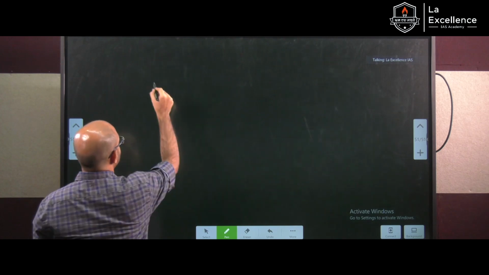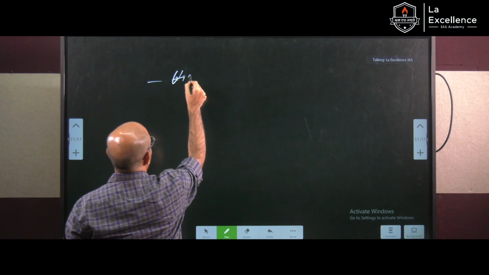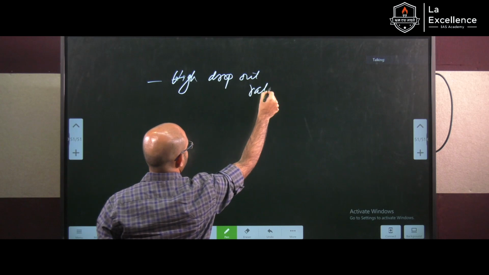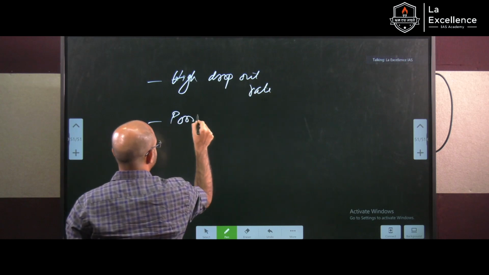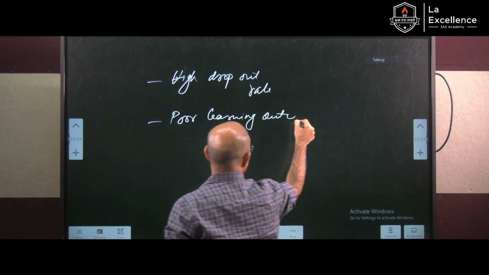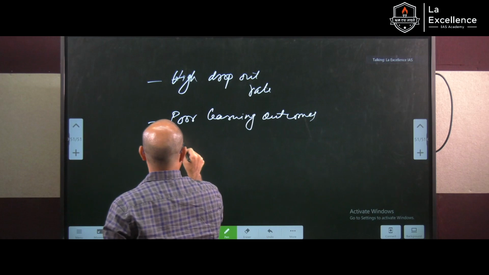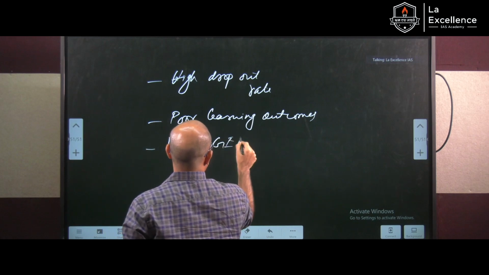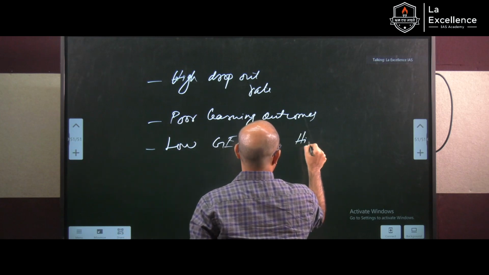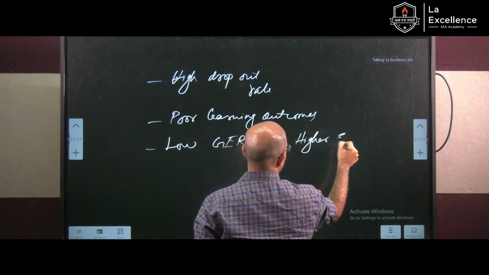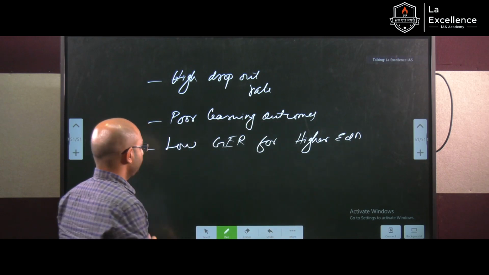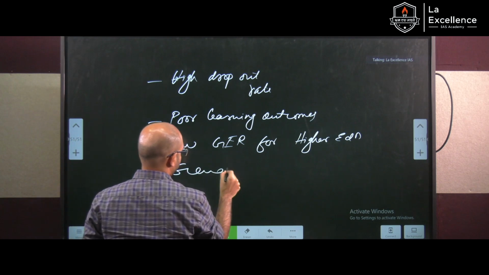And because of all of this, what do you have? You have a high dropout rate, poor learning outcomes, low GER for higher education. Though in primary education we have a high gross enrollment ratio, for higher education the gross enrollment ratio is very, very less. So these are some issues. And gender disparity.